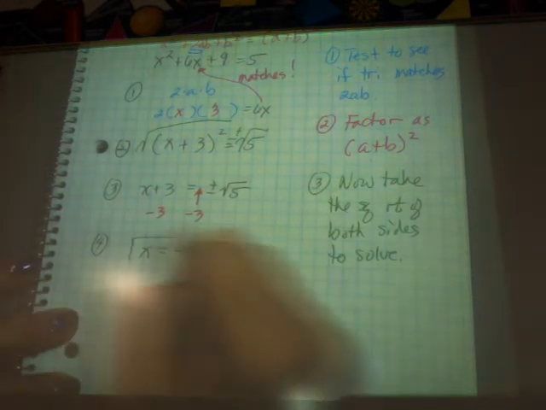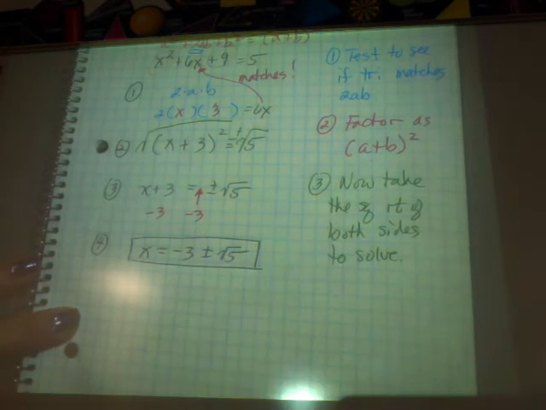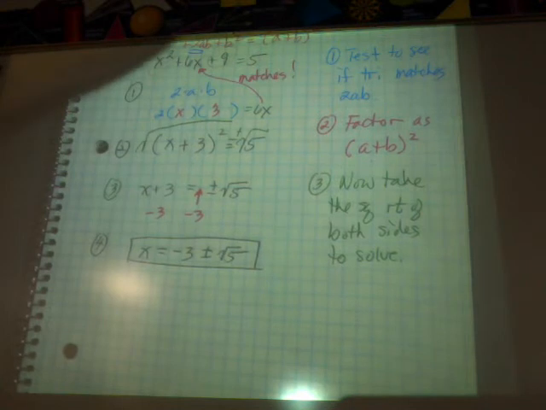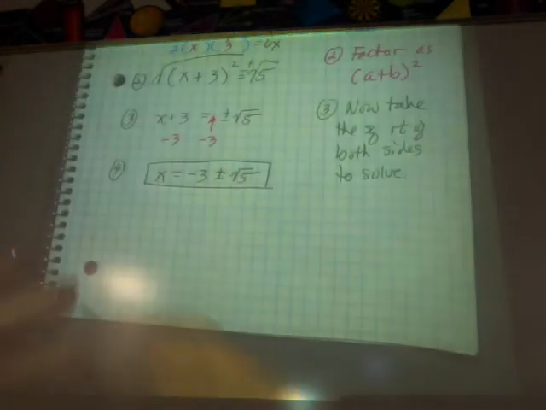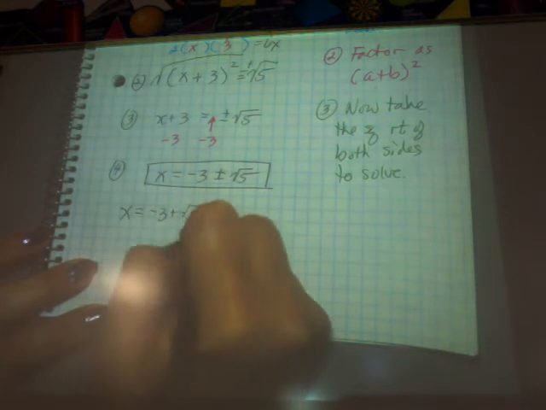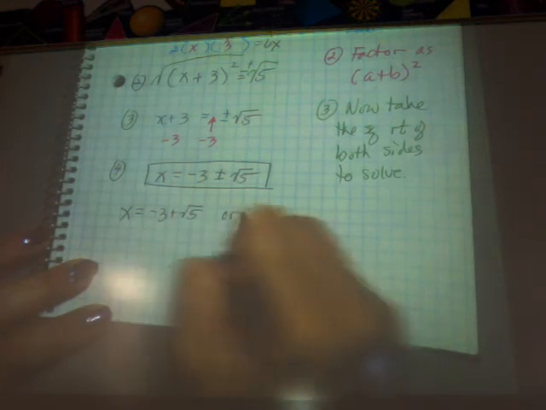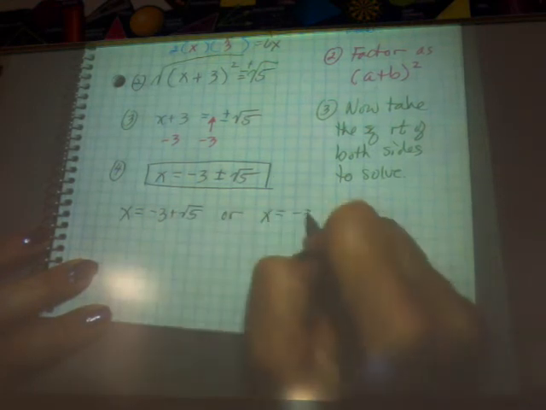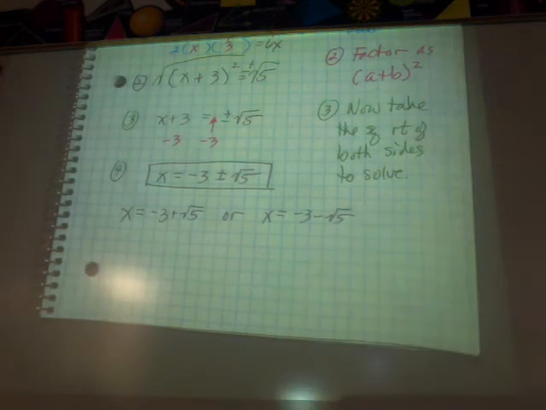You're welcome to leave your answer this way. What it really means is this. Remember, there's 2 answers. X is equal to negative 3 plus the square root of 5, or x is equal to negative 3 minus the square root of 5. That's where this problem is going to cross the x-axis.